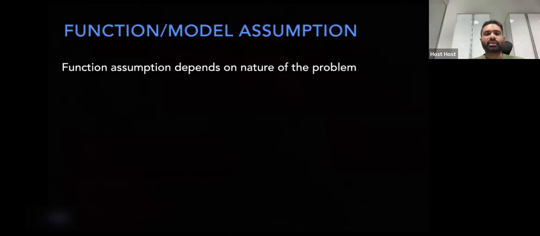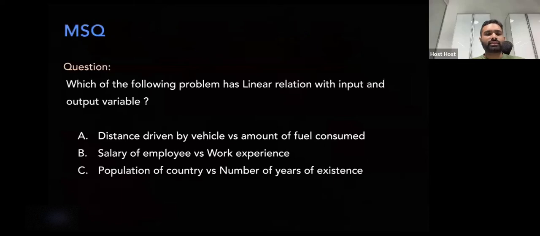In some cases, making a linear assumption between input and output is okay, while in other cases, assuming a linear function between input and output is not. So let's consider a slightly MSQ kind of question, which will check your understanding, which asks: which of the following problems has a linear relationship between input and output variable?